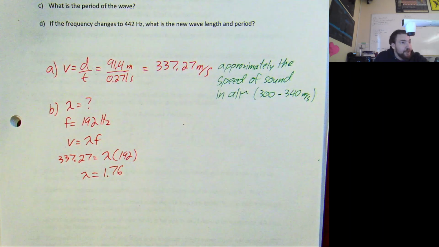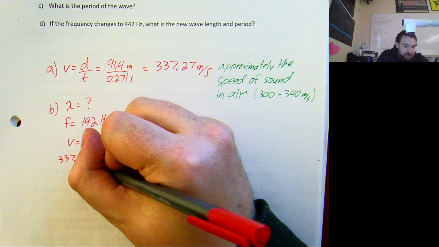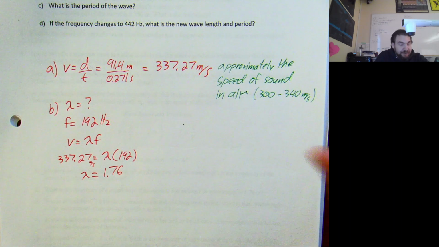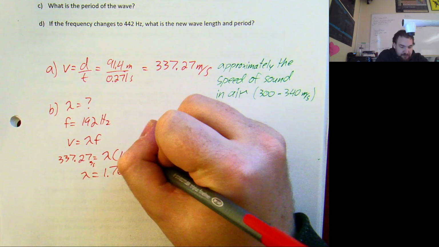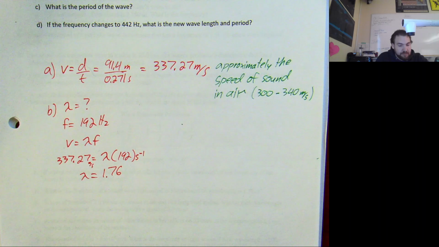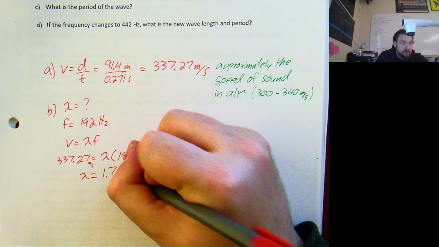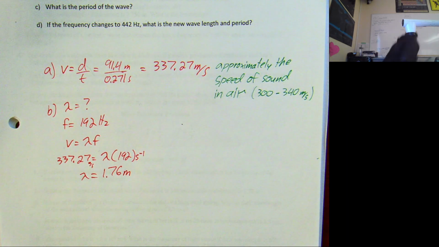$1.76. 1.76 what? What are the units on that? Lambdas? They're not in lambdas. I don't know. Well, the speed was measured in meters per second, and my frequency is measured in hertz, reciprocal seconds. So my seconds are going to cancel, leaving me with meters. So the length of that pulse, that compression wave, is actually this long.